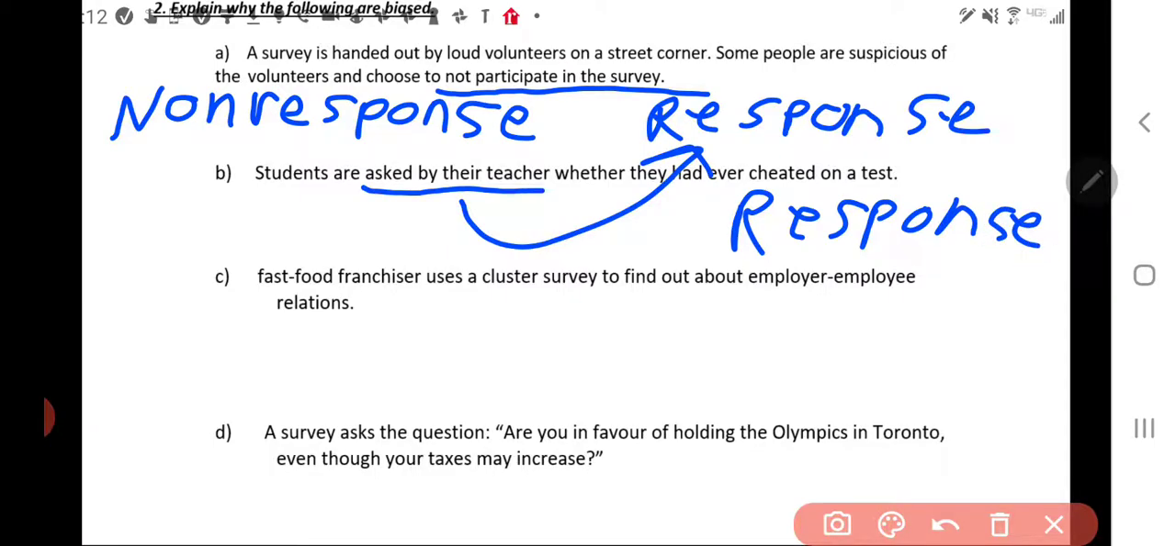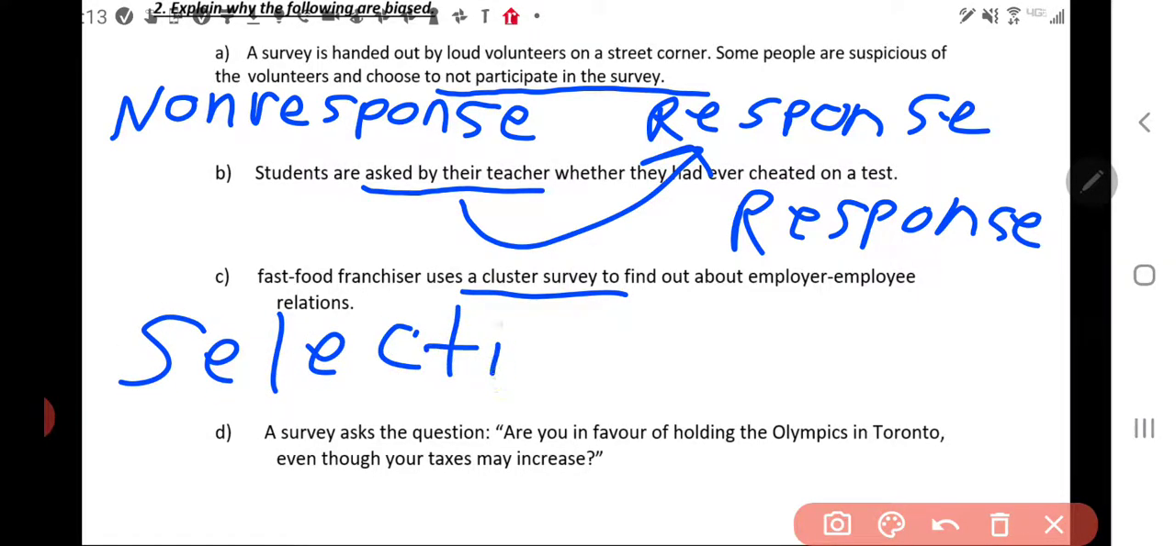Part C says that fast food franchisors use a cluster survey. So you may wonder about a cluster survey to find out about an employer-employee relationship. A cluster survey is based off location, so you may take surveys of certain neighborhoods. But the key thing is that you may be leaving out a certain population of interest. So maybe you took clusters of certain states, but left out others. This can lead to a form of selection bias, where you're selecting some of the population, but not others.